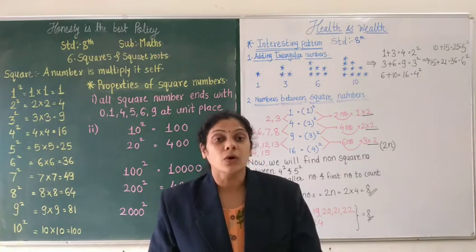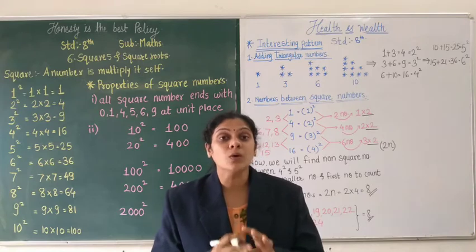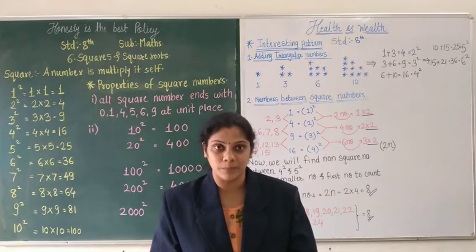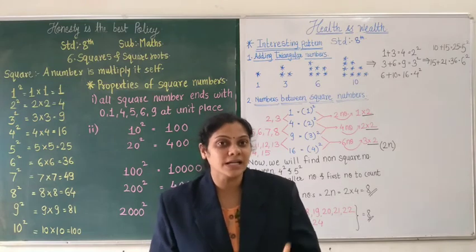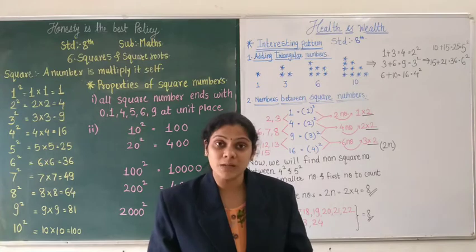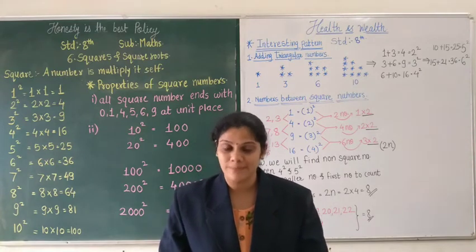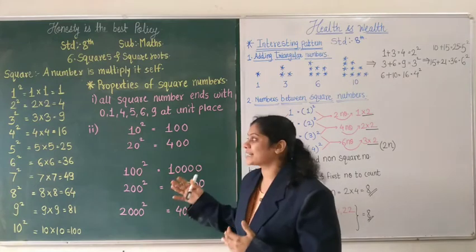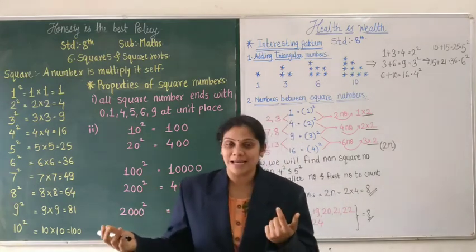Okay. So it is very important that you learn by heart all the squares from 1 to 30. But while studying the properties, or while finding square roots, it is most important that you learn by heart the squares of 1 to 10. So these two properties are very important to find square roots very easily and quickly.